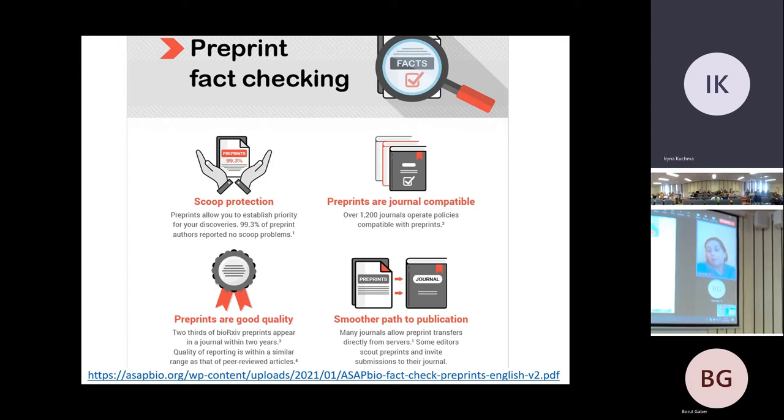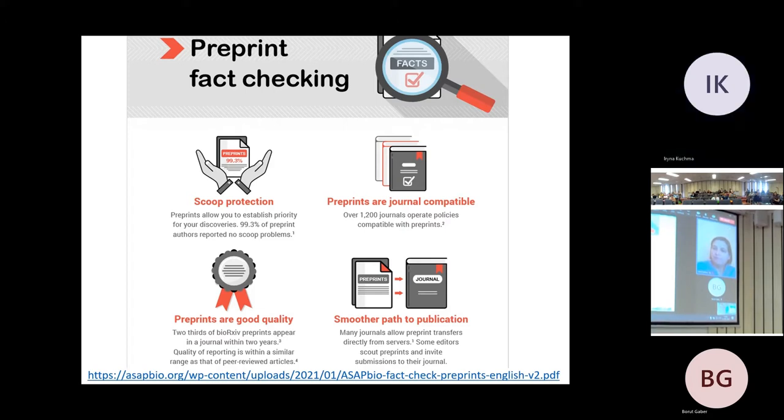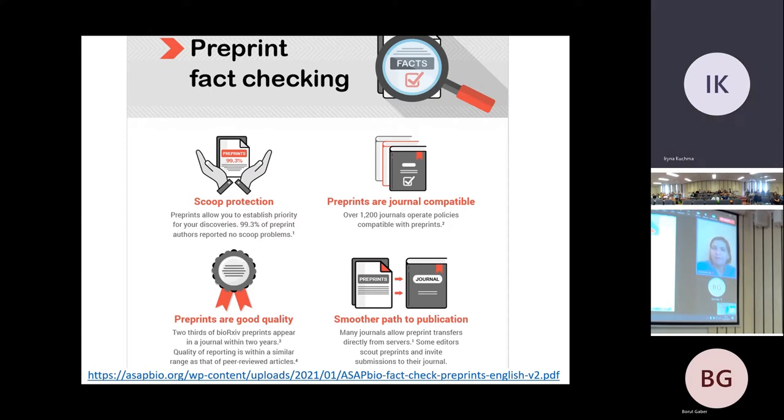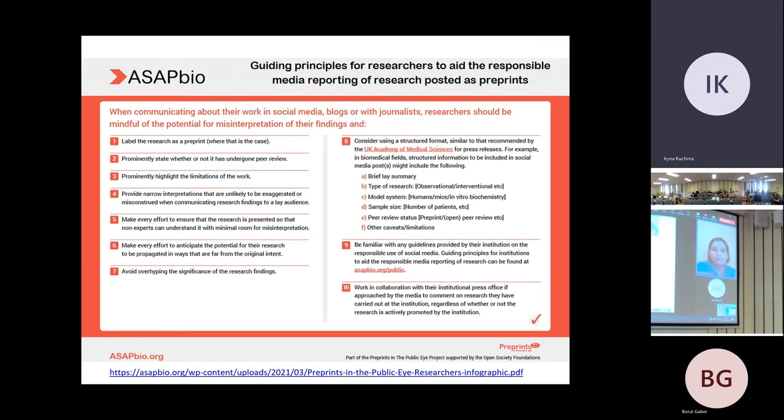And what's also interesting is that many journals allow preprints to transfer directly from preprint servers into journal articles. And some, like eLife, even use preprint platforms as submission platforms for their journal articles. And some publishers just go to preprint servers and check, and then invite authors to submit preprints to their journals.